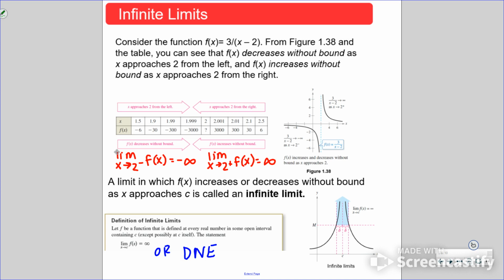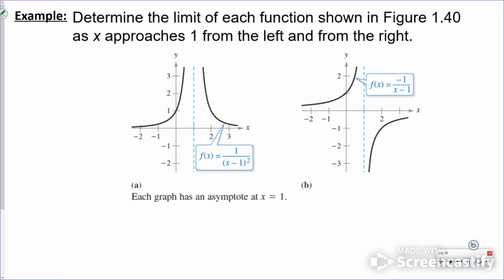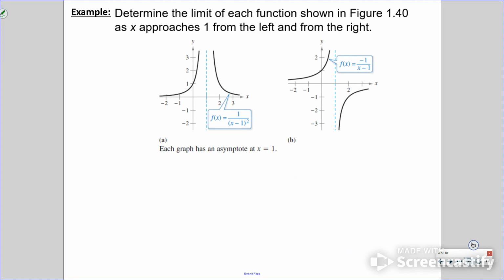Okay. So let's just try a couple of these. It says determine the limit of each function shown in the figure as x approaches 1 from the left and from the right. And now we understand this notation better. So I'm going to start with graph A over here. The limit as x approaches 1, let's go from the left first. You can either write f of x or write in what the equation is. I just did f of x.